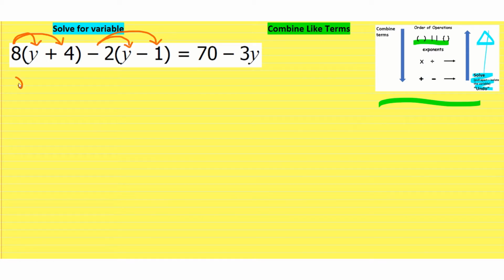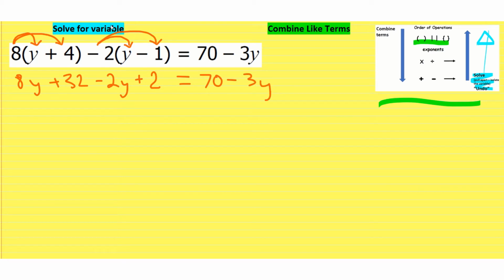8 times y, that is 8y. 8 times the 4, that is 32. Then we're going to distribute -2 into the y. -2 times y, and -2 times a -1 is a positive 2. We have to always remember that a negative times a negative will generate a positive number. The negatives cancel each other out. Okay, so let's go ahead and finish writing what we have over here on the other side. We have 70 minus 3y.